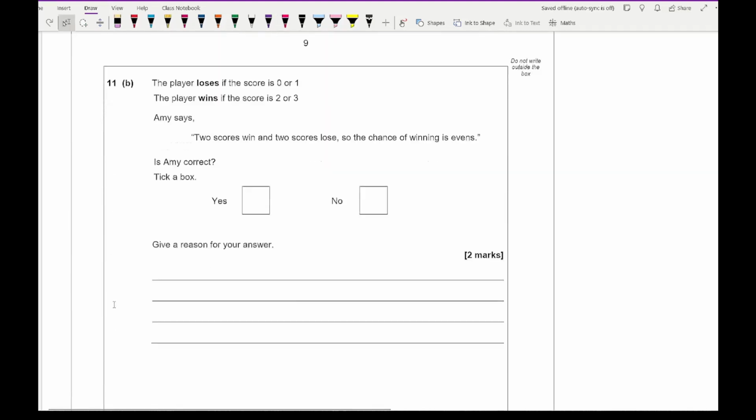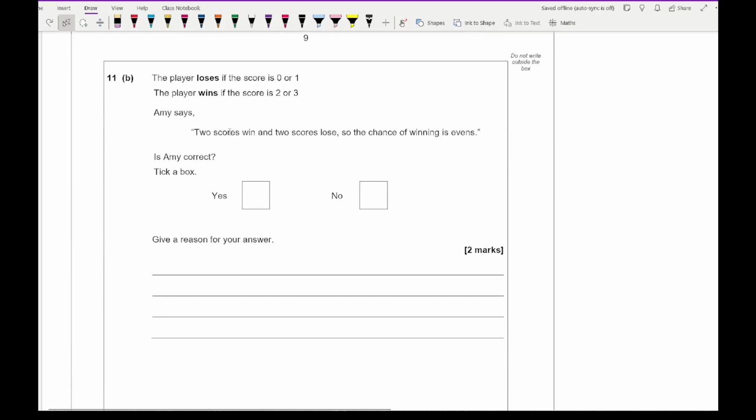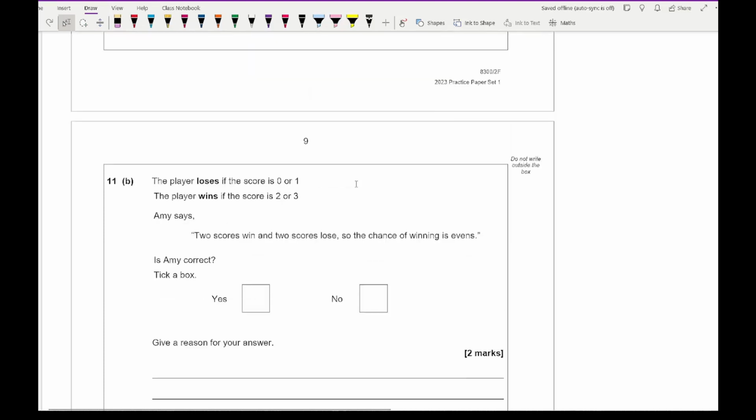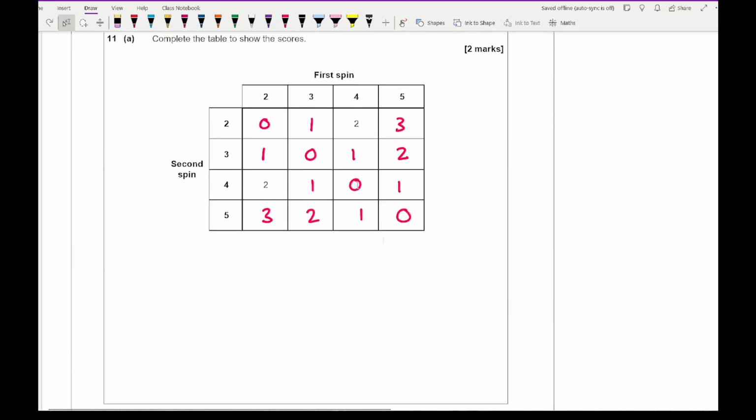Then moving on to question 11b, it says that the player loses if the score is 0 and 1 and the player wins if it's 2 and 3. Amy says that two scores win and two scores lose, so there is an even chance of winning. Is Amy correct? Well, let's have a look at winning. So what we want to do is see how many options there are, the probability of losing and the probability of winning. Now if it's an even chance, then the probability of losing and winning should be half. So looking at losing, well losing would be a 0 and 1. Let me just double check to make sure that is true.